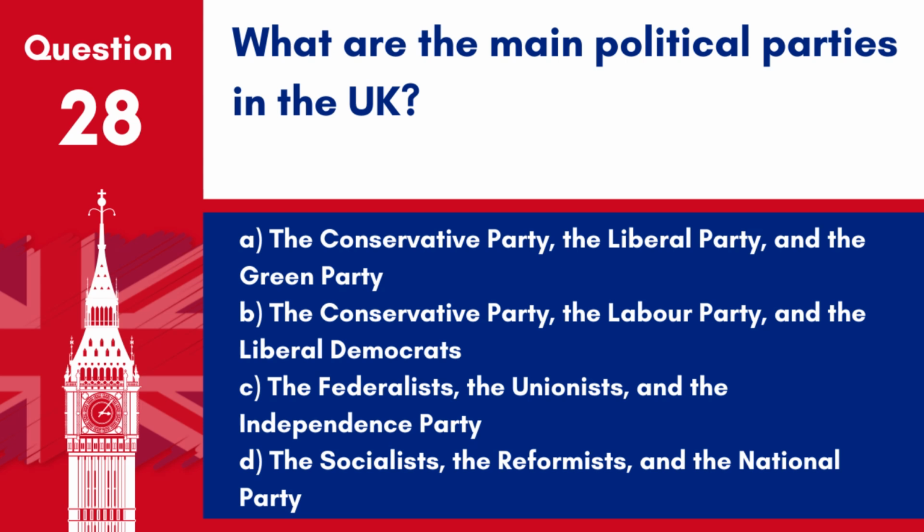A. The Conservative Party, the Liberal Party, and the Green Party. B. The Conservative Party, the Labour Party, and the Liberal Democrats. C. The Federalists, the Unionists, and the Independence Party. D. The Socialists, the Reformists, and the National Party. Answer. B. The Conservative Party, the Labour Party, and the Liberal Democrats. These are three of the major political parties in the UK, each holding significant influence in the political landscape.